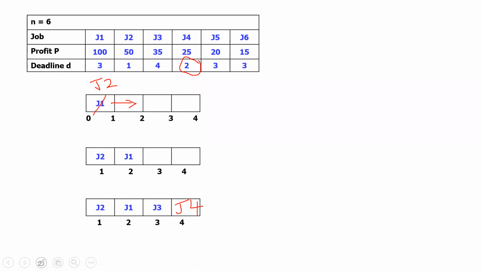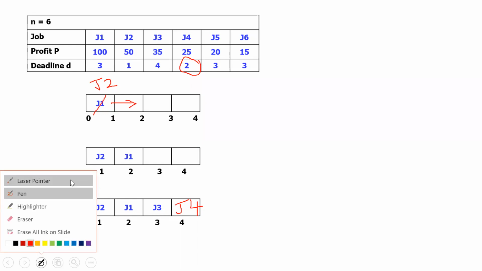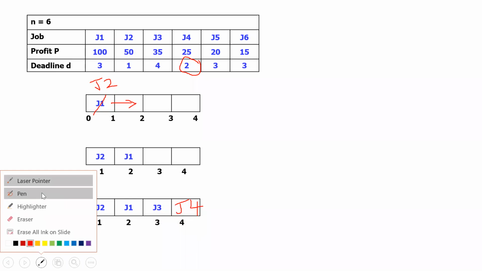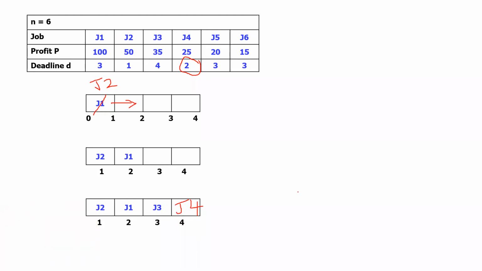Now, what can I do? For that, I'll have to check whether I can move J3 to the right side. Yes, it's possible that I can move J3 to the right side. So what is going to happen? Here, J3 will come into the fourth time unit.